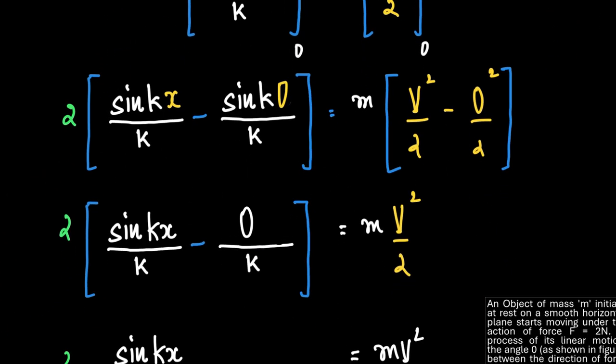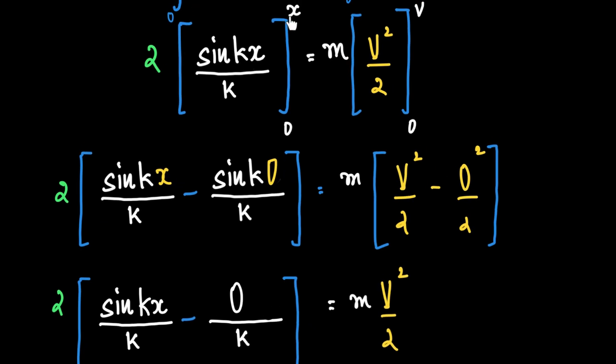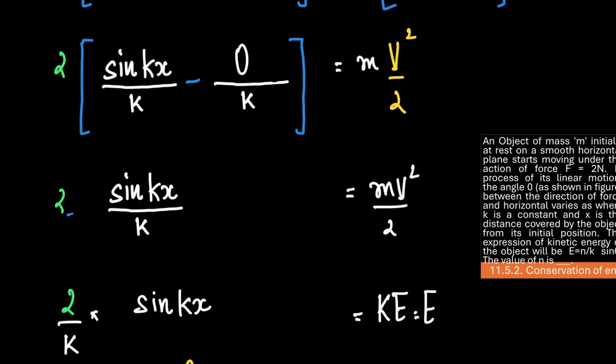If you apply the limits, what we get is, upper limit sin kx, x is replaced by x, minus lower limit, x is replaced by 0, so sin 0. What is sin 0? Sin 0 is 0. So this entire term becomes 0. On the RHS, v square by 2 at v, minus 0 square by 2 at 0. So this term also becomes 0. So basically what we get is 2 into sin kx by k, minus sin 0 by k, which is 0 by k, equal to mv square by 2. This implies 2 into sin kx by k is equal to mv square by 2.